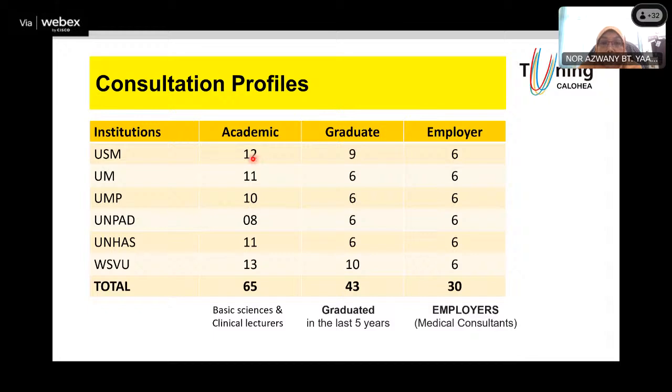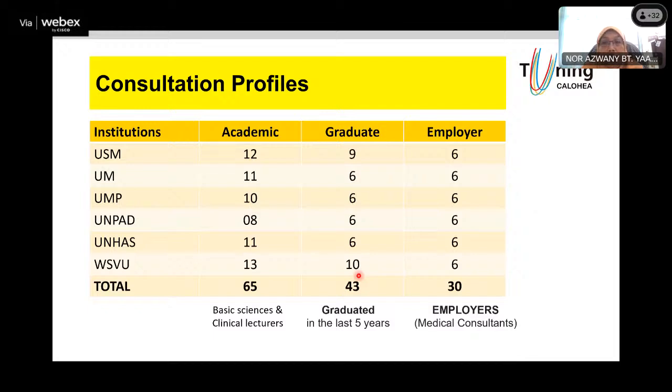So in medical practice, we have 2 categories of academicians, which is basic sciences lecturers as well as the clinical lecturers. And for graduates or our alumni, we choose those who graduated in the last 5 years, because they are the ones who have undergone the housemanship training, 2 years training. Therefore, they can reflect back on what a medical graduate should know and should be able to do, so that they can continue with the housemanship 2 years program successfully.